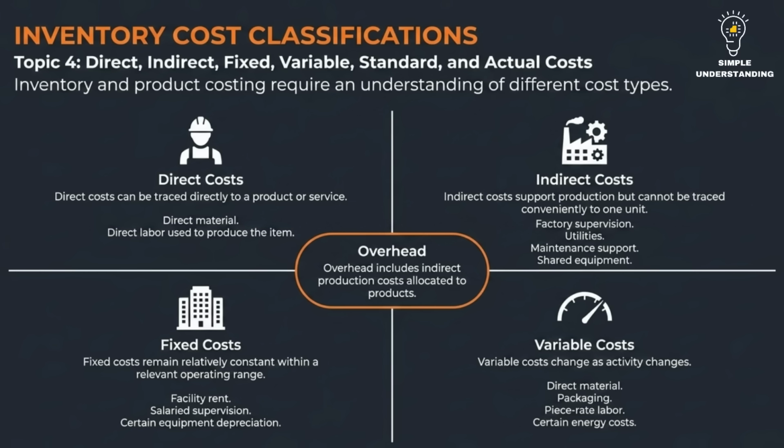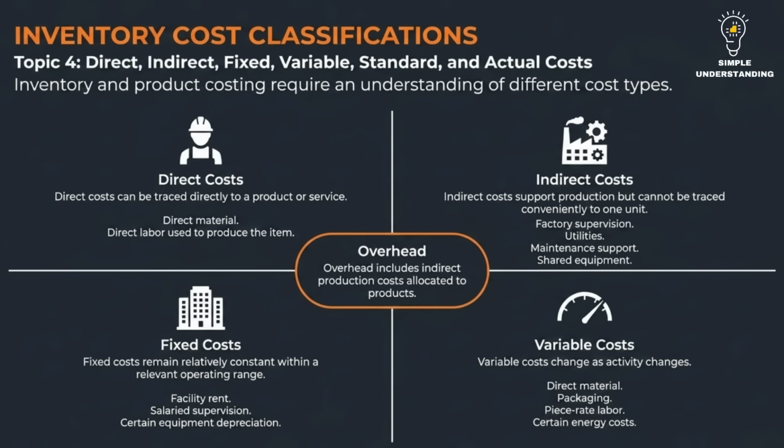Indirect costs. Indirect costs support production but cannot be traced conveniently to one unit. Examples include factory supervision, utilities, maintenance support, shared equipment. Fixed costs. Fixed costs remain relatively constant within a relevant operating range. Examples may include facility rent, salaried supervision, certain equipment depreciation.